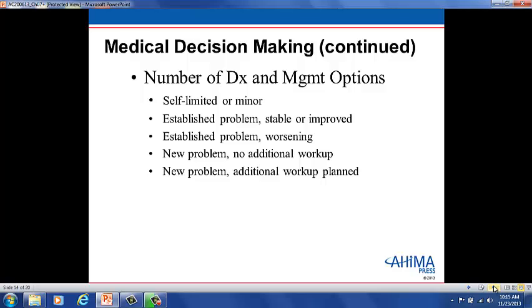Once compiled, we can find out if it's a self-limited or minor diagnosis or management option, or an established problem, whether the patient is stable or improved, or this established problem is worsening, or possibly it's a new problem with no additional workup, or a new problem with additional workup planned.